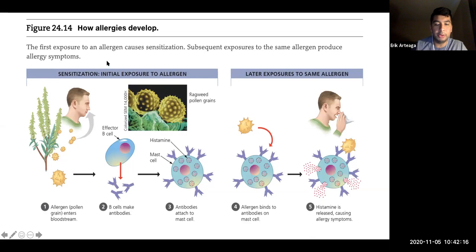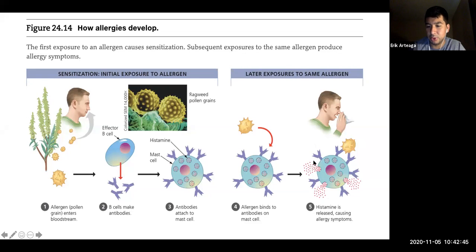All right. So the first exposure to an allergen causes sensitization. Subsequent exposure to the same allergen produces allergy symptoms. So you have pollen, which if you remember is gymnosperms dumping their gametes out into the air. The allergen pollen grain enters the bloodstream, right? B cells make antibodies. Antibodies attach to mast cells. Mast cells release allergenic components into the body.